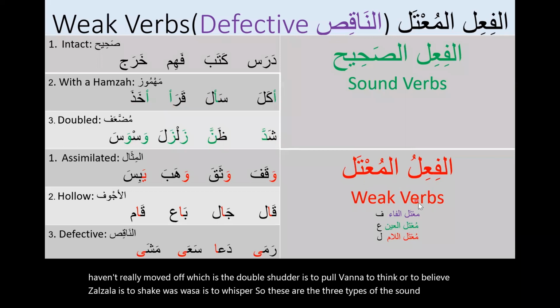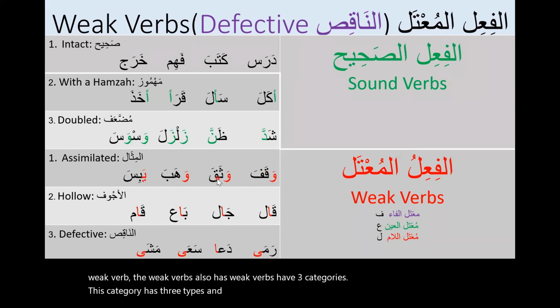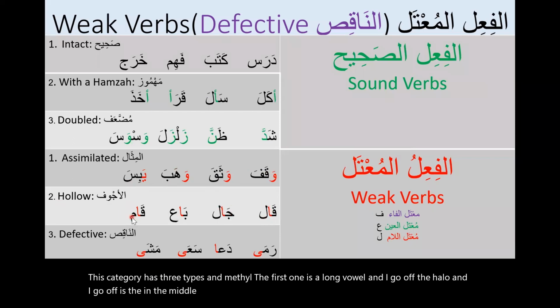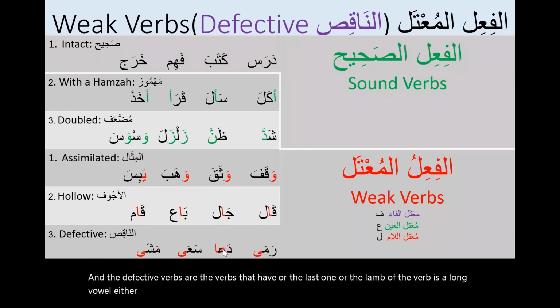The الفعل المعتل, the weak verbs, has three types. المثال, that's the first one, has a long vowel at the beginning. الأجوف, the hollow, has a long vowel in the middle. And the defective, which is today's lesson or topic. The defective verbs are the verbs where the last letter, the lam of the verb, is a long vowel, either alif, ya, or wow, but mostly alif.